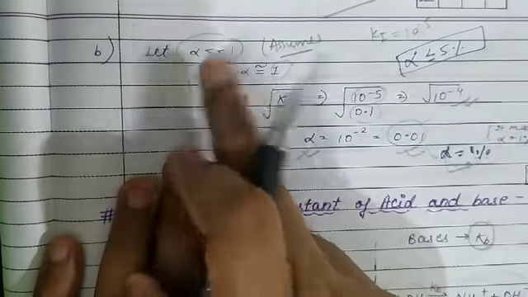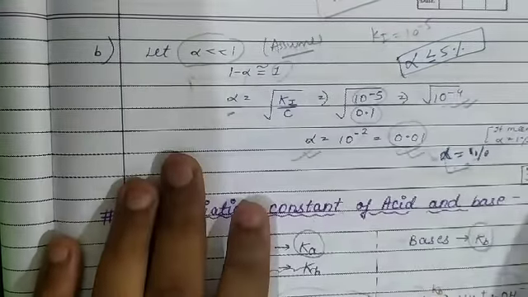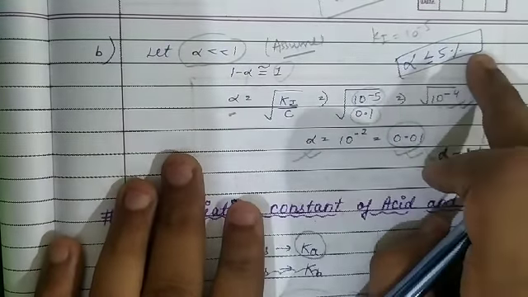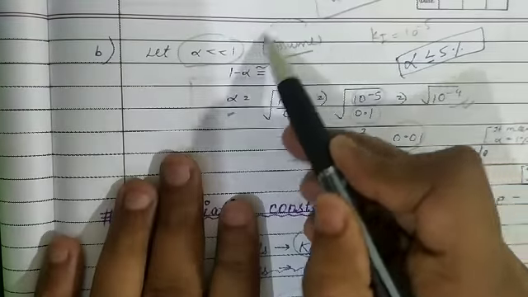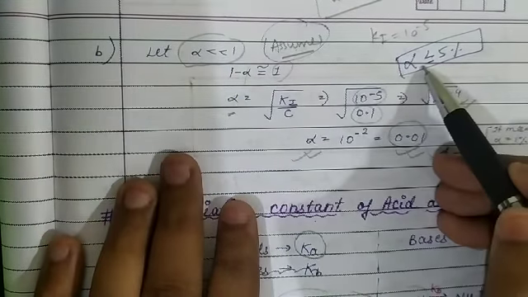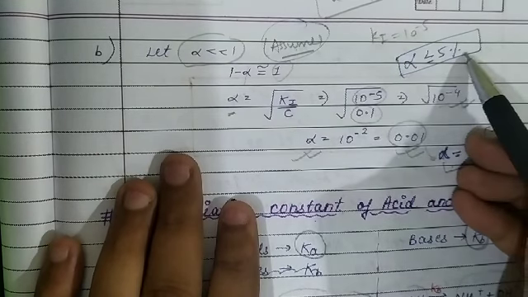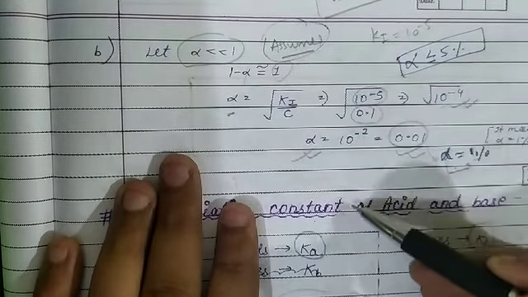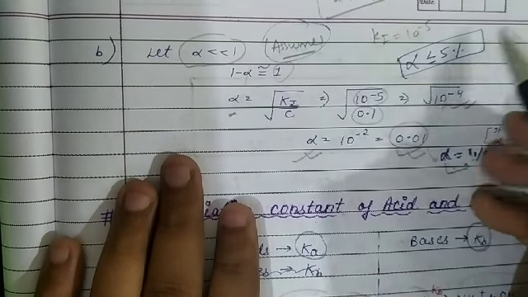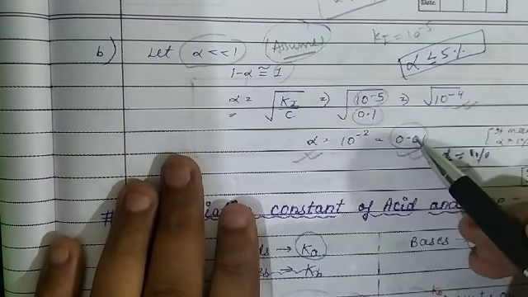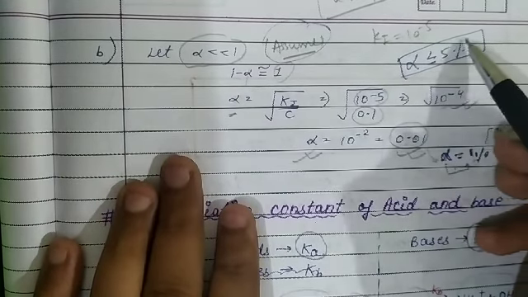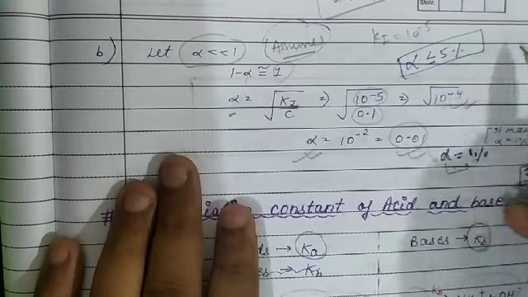First we assume alpha is less than 1, then we solve for alpha. If the value of alpha comes less than or equal to 5%, then the method we have adopted, assuming alpha less than 1, is correct. But if alpha is more than 5%, like 6%, 7%, then this method is incorrect, and we again solve the equation by using the quadratic equation. So in 99% of cases, alpha will come less than or equal to 5%.